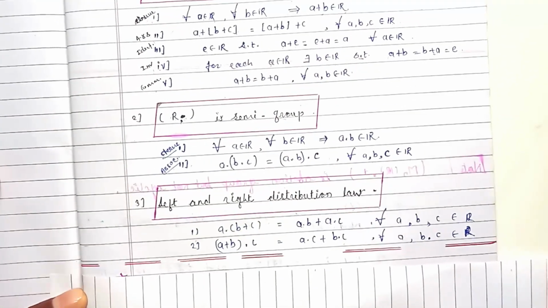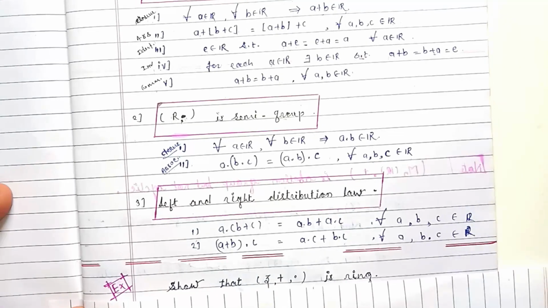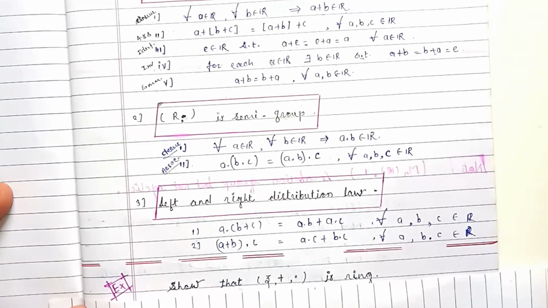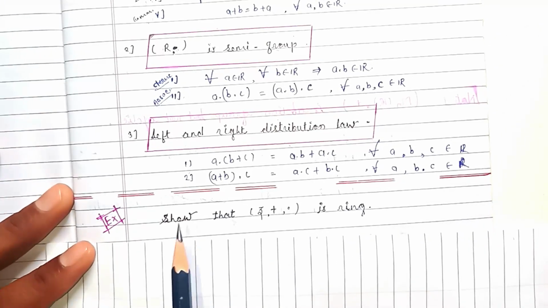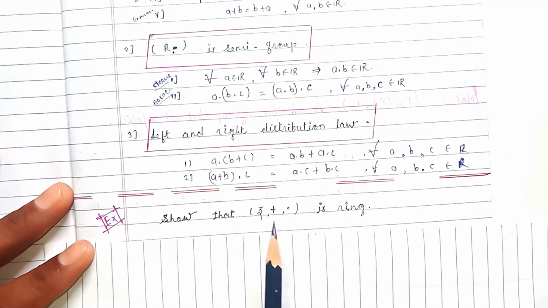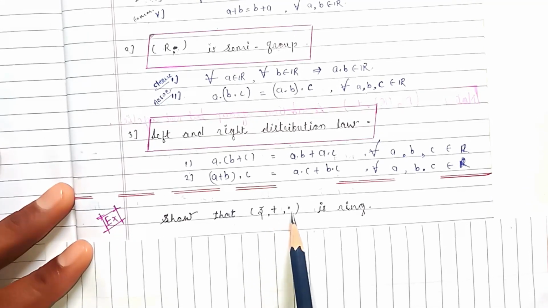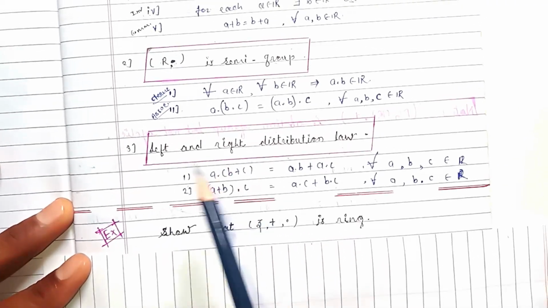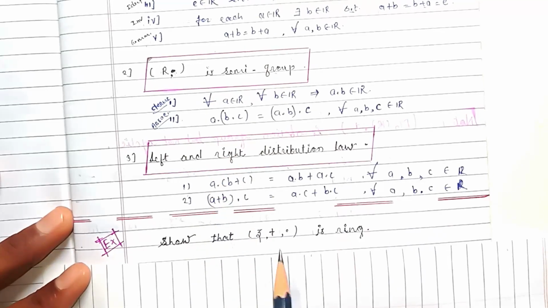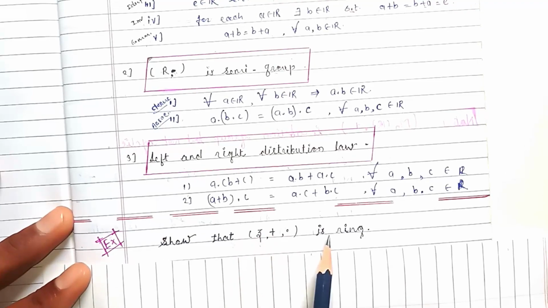Now let's understand some examples that can give us a clear idea about our definition and properties. Here I consider the first example: show that Z under addition and multiplication is a ring. Here Z is the integers with respect to addition and multiplication. We have to show that Z satisfies all the properties we learned earlier, and then we show that Z under addition and multiplication is a ring.